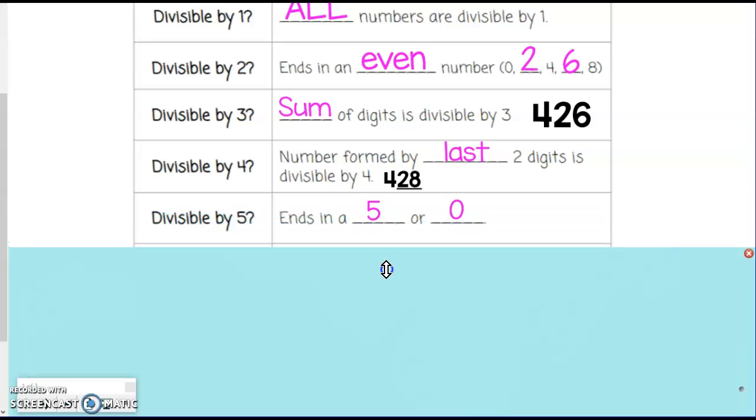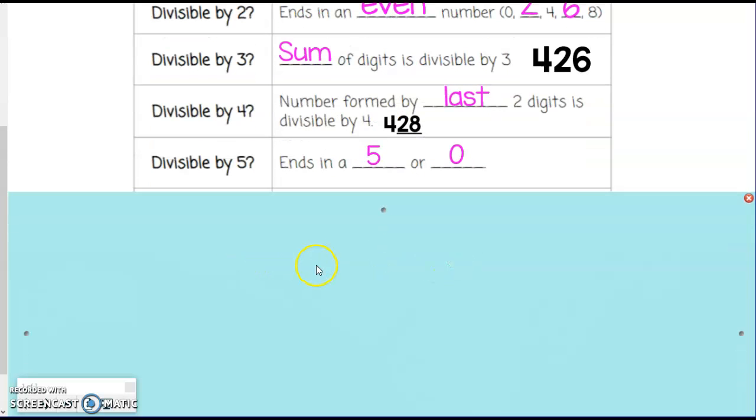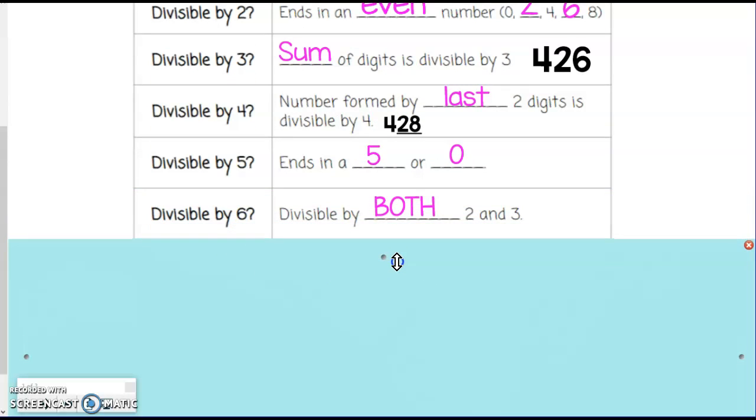The next one, this one you should be familiar with. If a number is divisible by 5, that means it ends in a 5 or a 0. Real simple, right? Like 5, 10, 15, 20, they all end in 5 or 0. That means it's divisible by 5. Okay? The next one, divisible by 6, this relies on the rules for 2 and 3.